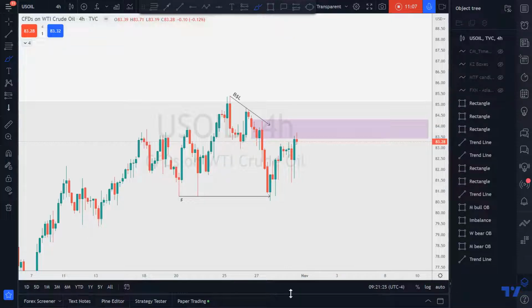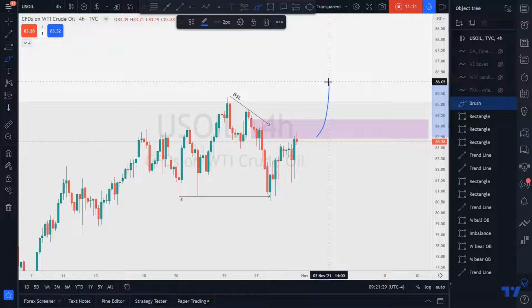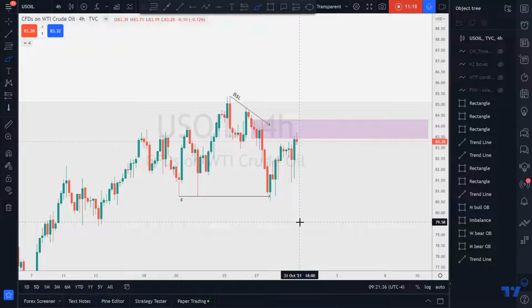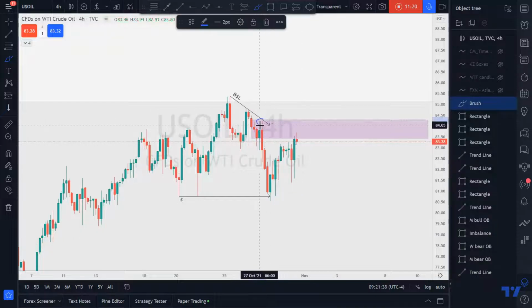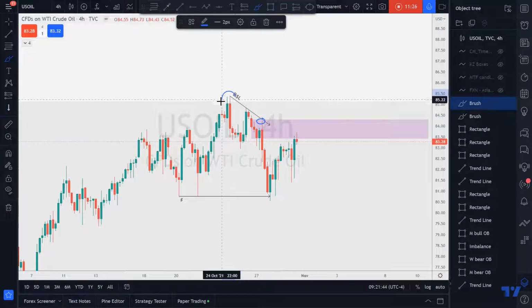All right. Now, is there a chance that price will continue higher? There is a chance. Make sure you always have an invalidation point. This is the invalidation point for me. If price breaks that high, all bets are off for shorts.